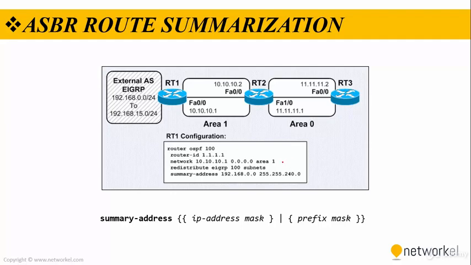If we want to summarize on the ASBR, which is router 1 for this example, the command we are using is the summary-address command this time. Here, as you can see, we have routes on the external AS domain, which is EIGRP. If you want to summarize these routes on router 1, we use summary-address, the IP address, the mask, and that's it.